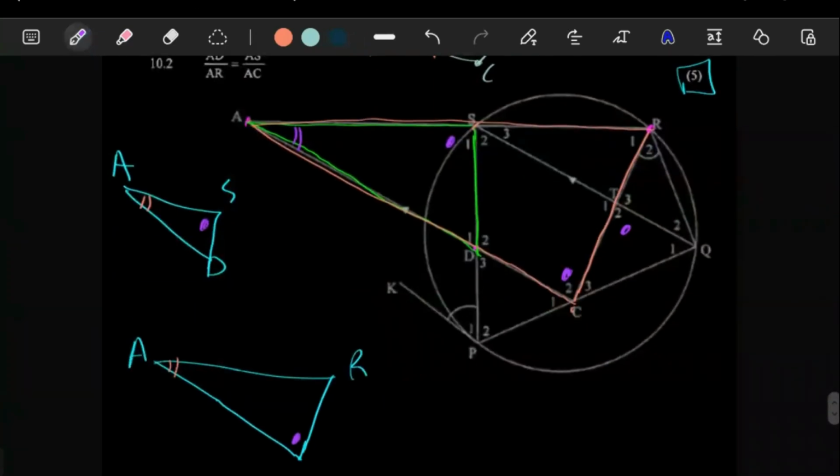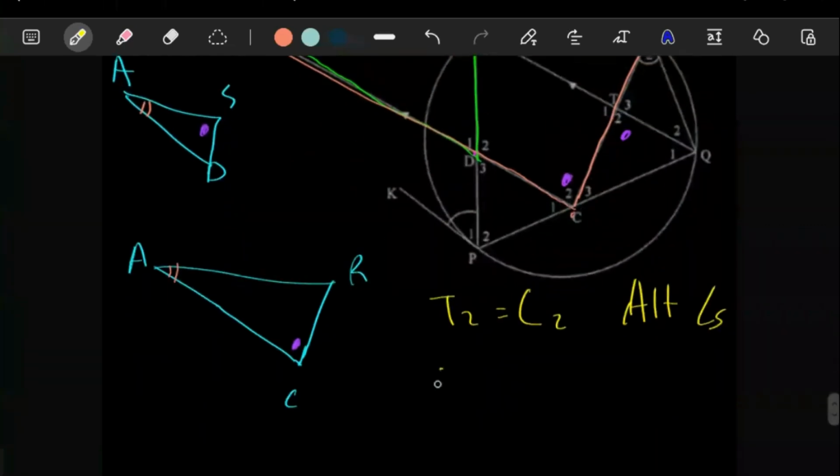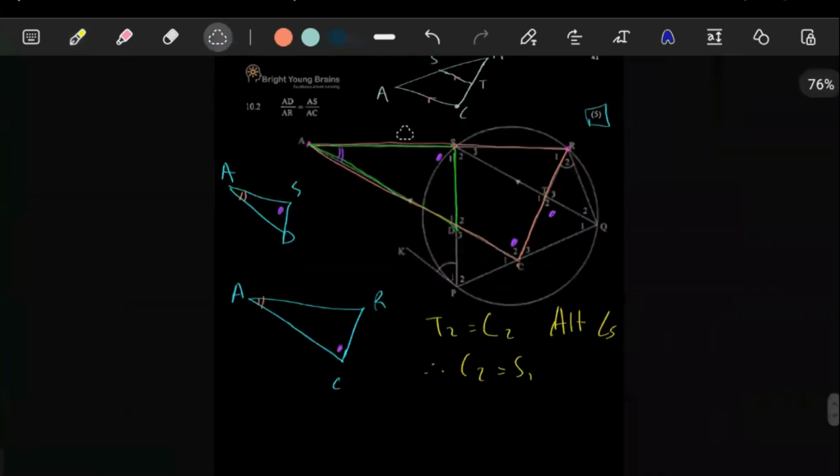So let's do that. We have to state the fact that these two have already been proven to be equal. So now we can just say T2 is equal to C2. The reason is alternating angles. And then you can now state, therefore C2 is equal to S1. That's more of a conclusion.